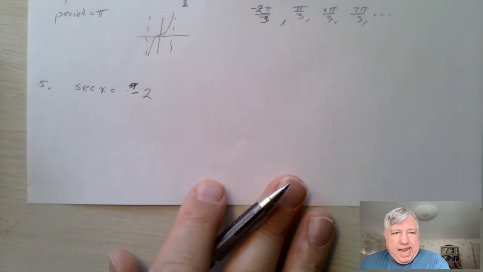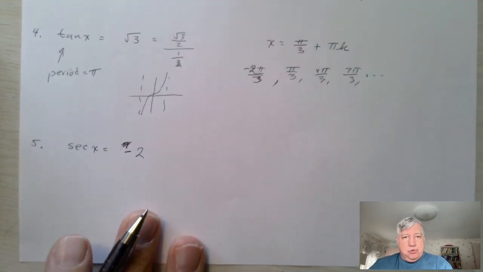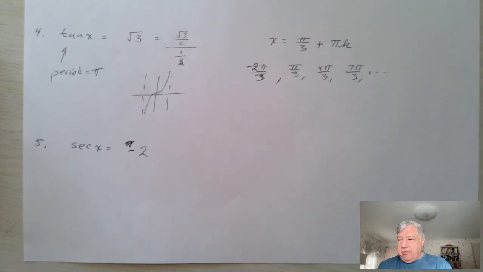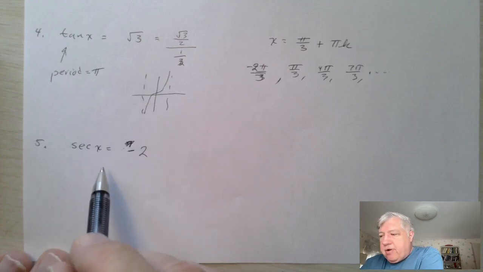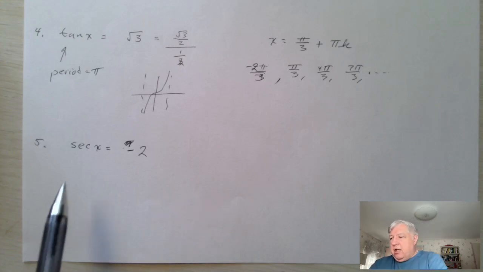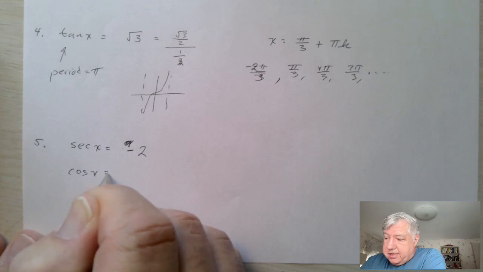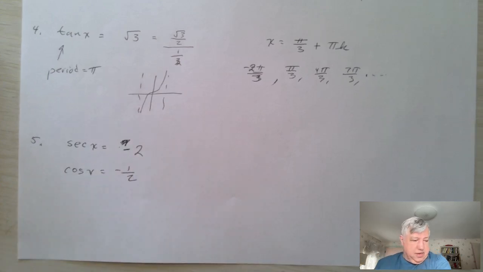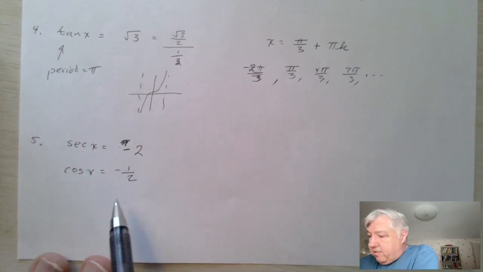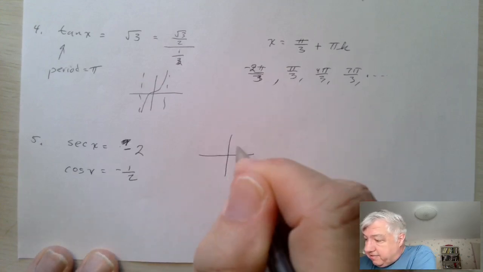All right, secant of x. When is the secant of x equal to 2, or -2? Well, it's easier if we write everything in terms of either cosine, sine, or tangent. We know secant is the reciprocal of cosine, so this means the cosine of x is -1/2. So you ask yourself, which angles have cosine equal to -1/2?